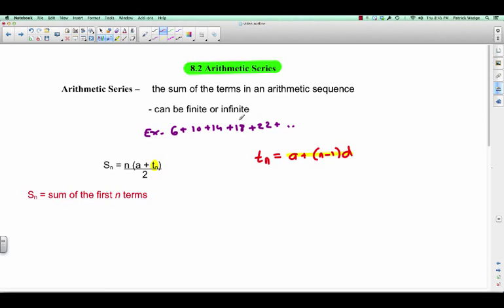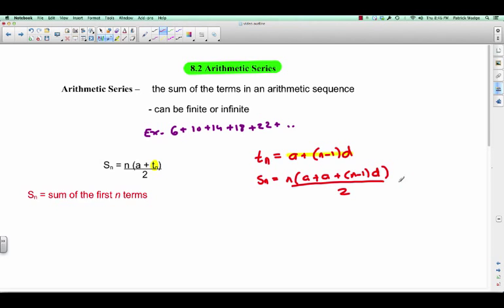So let's do that. Let's write this formula, S of n equals n times (a plus, now I'm at this point, but I'm not going to write t of n, I'm going to write all this, because that's what t of n is equal to) a plus (n minus 1) d. And then it's all over 2.